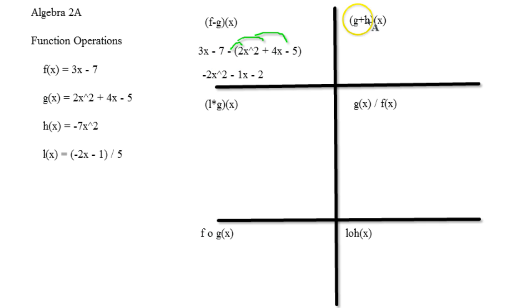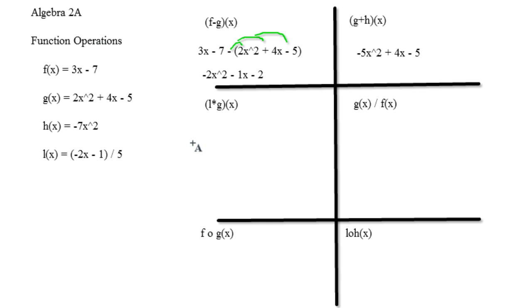Now if it says add, just add the functions. It's as simple as that. So if you notice g of x and h of x only has one function in there, so we're just going to go ahead and add it with it. And so it's going to become negative 5x squared plus 4x minus 5. So nothing changes except for the x squares.